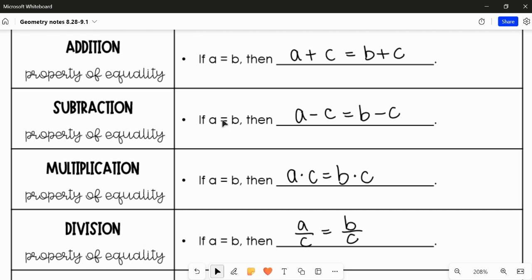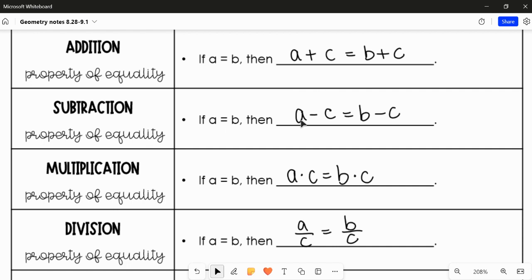Essentially, we all start off with A equals B. And then if we want to keep these equivalent, that means that whatever action we do to one side has to be done to the other side. So if A equals B for the addition property, A plus C is equal to B plus C. You already know that C is the same letter, and you know that these two, A and B, were both equal before. So adding the same thing to both sides should still keep it equal.